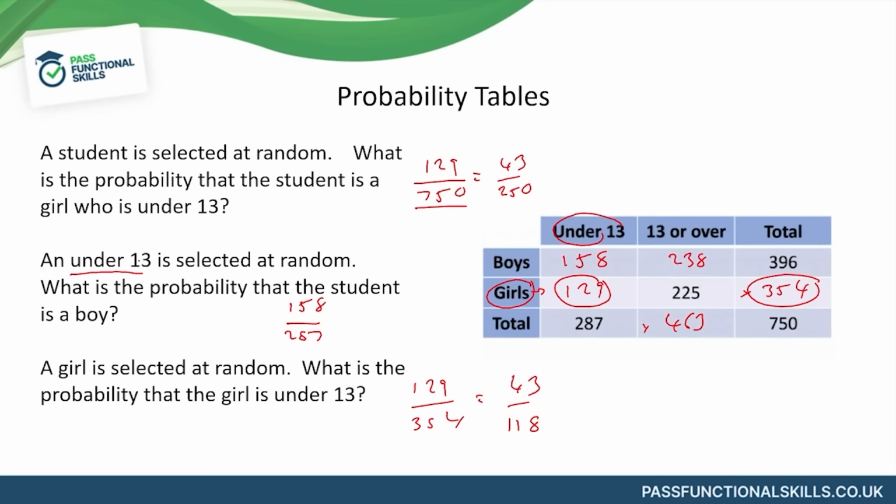So do be careful with these questions when you're not choosing from the full student sample. In the second question here, we're just interested in out of the total of the under 13s, and here in the third example, the total is the total number of girls.